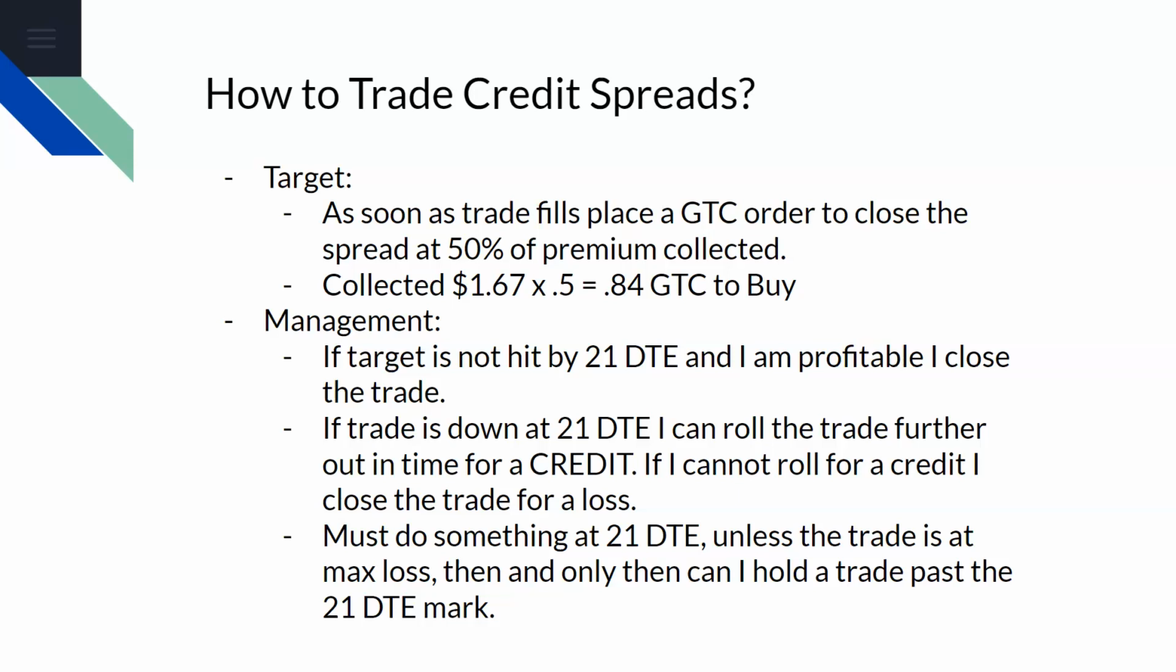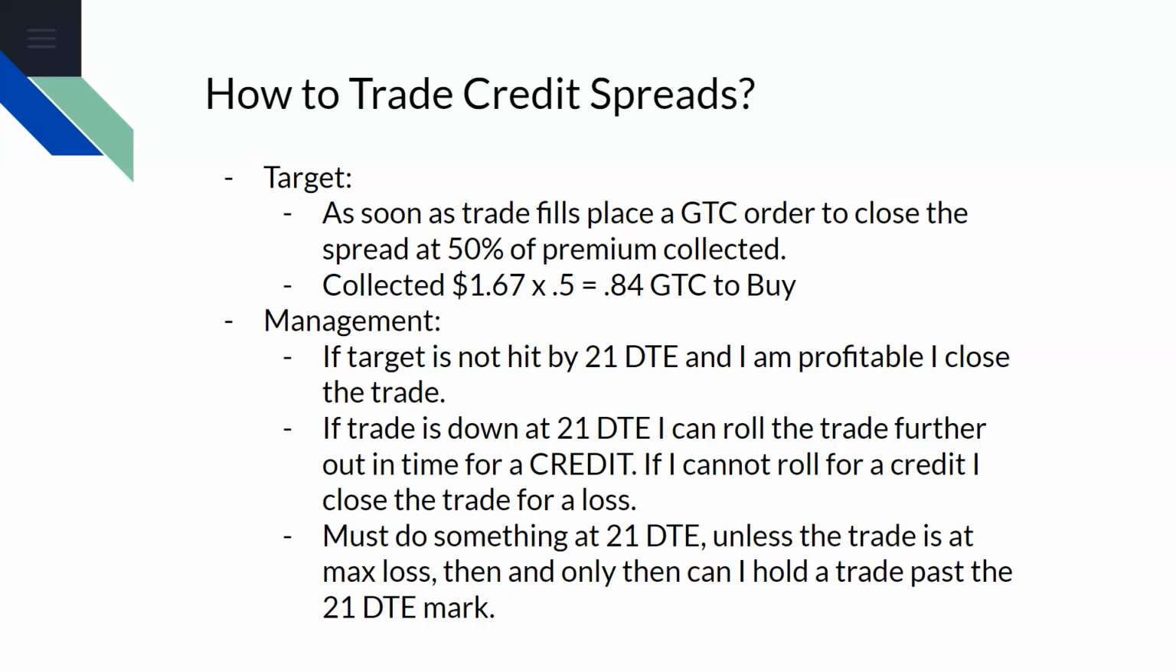If my good till cancel order has not been hit at 21 days and I am profitable, I will close the trade for whatever profit there is. If at 21 days to expiration the trade is down, I can roll the trade further out in time, but only for a credit. If I can't get a credit when I go to roll, I will close the trade for a loss.